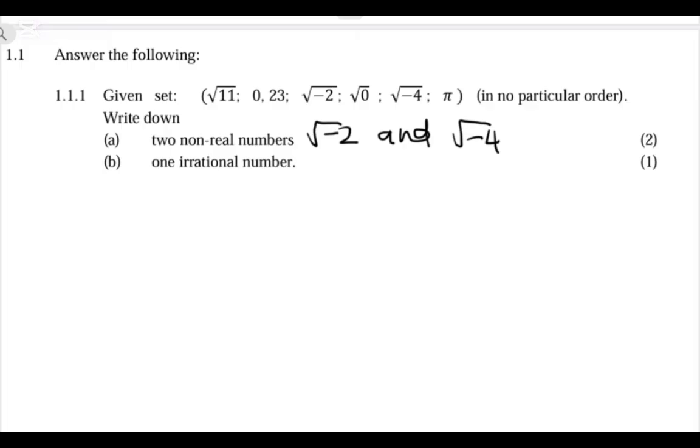Now B, what are irrational numbers? Irrational numbers, guys, are numbers that cannot be expressed as a fraction of two whole numbers. So the irrational number here is going to be pi, because this one we can write as a fraction of two whole numbers, and also this one we can write as a fraction, and also 0 we can write as a fraction. So that one is going to be pi.